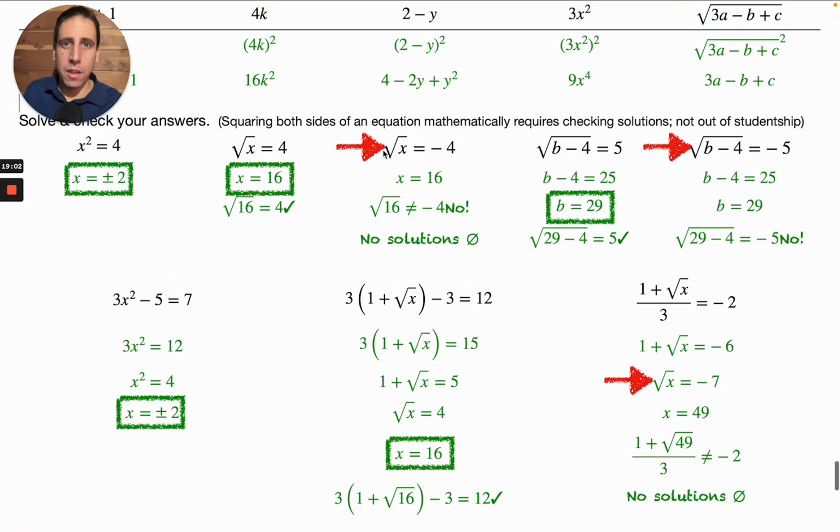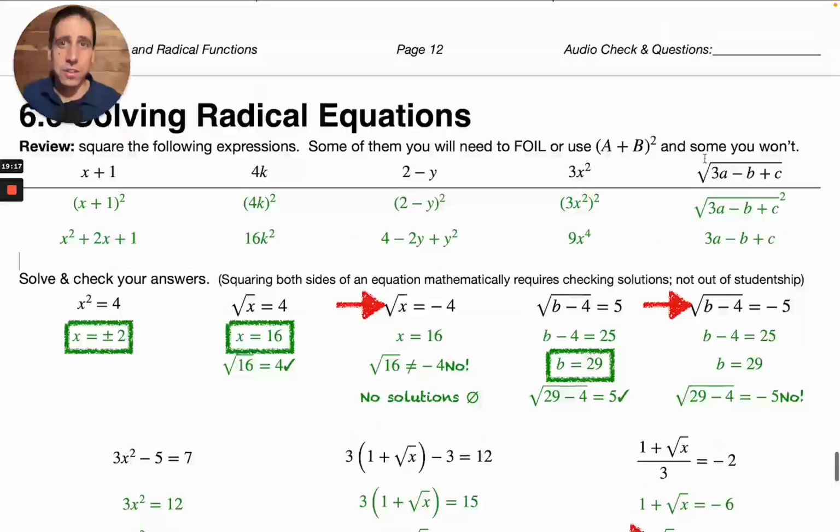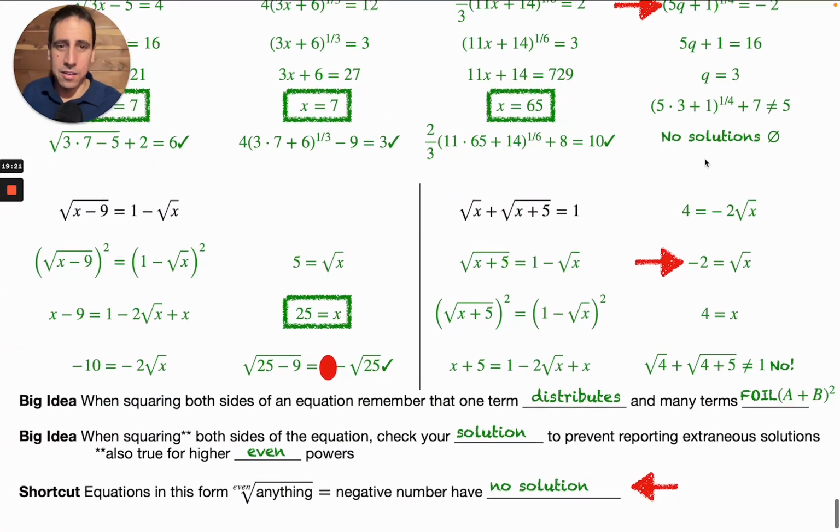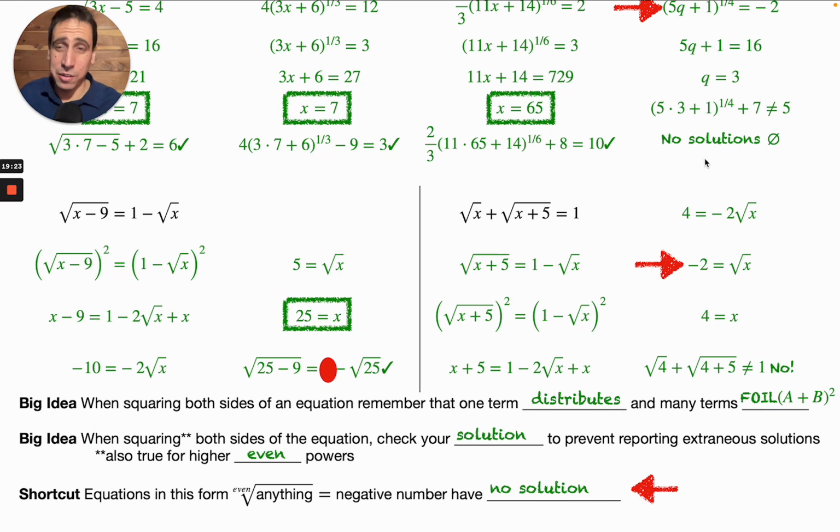Here, a square root of x is equal to negative 4. We could have just said that right at the outset, that you can't take the square root of any number and get a negative number. So there's no solutions. And even here, we just read it, look at it, and say, square root of this is equal to negative 5. No solutions. So y'all, that's your shortcut. And it comes up a lot, and let's practice and get used to it.